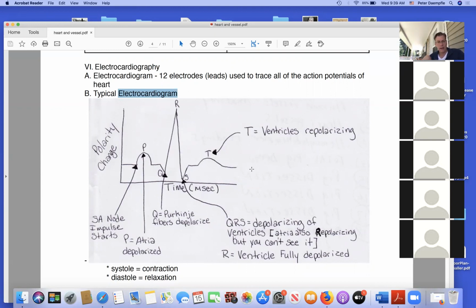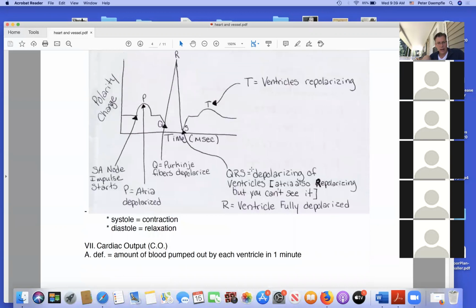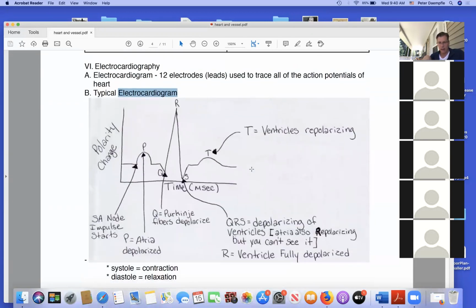So let me repeat that. P wave is the atria depolarizing. The QRS wave is the ventricles depolarizing. And the T wave is the ventricles returning back to normal, called repolarizing. All right. So that shows the electricity of the heart. I want to say that changes in the EKG show different problems.